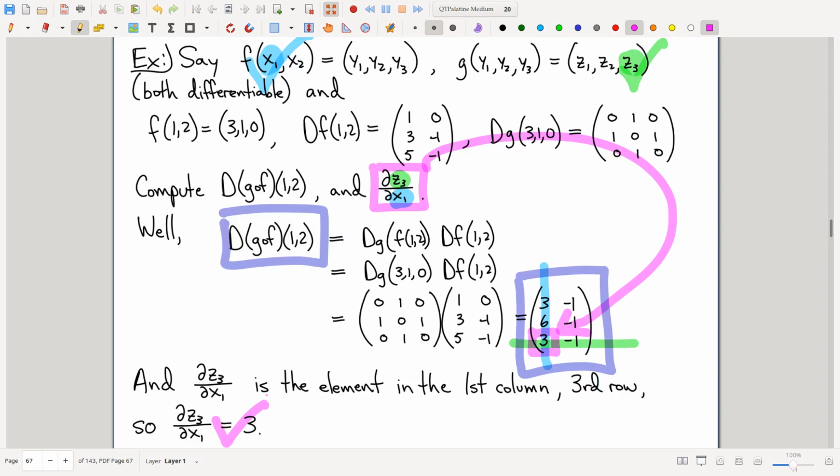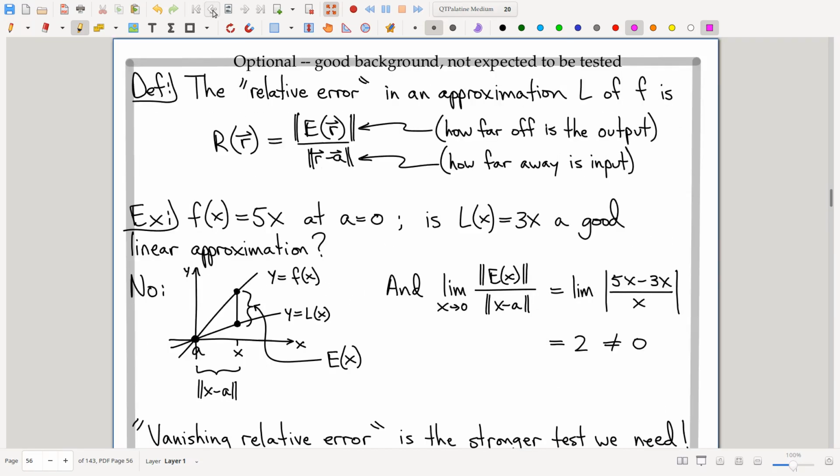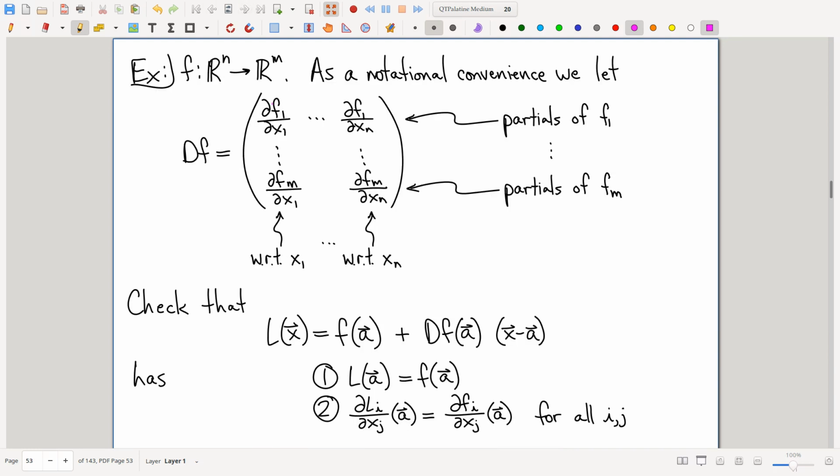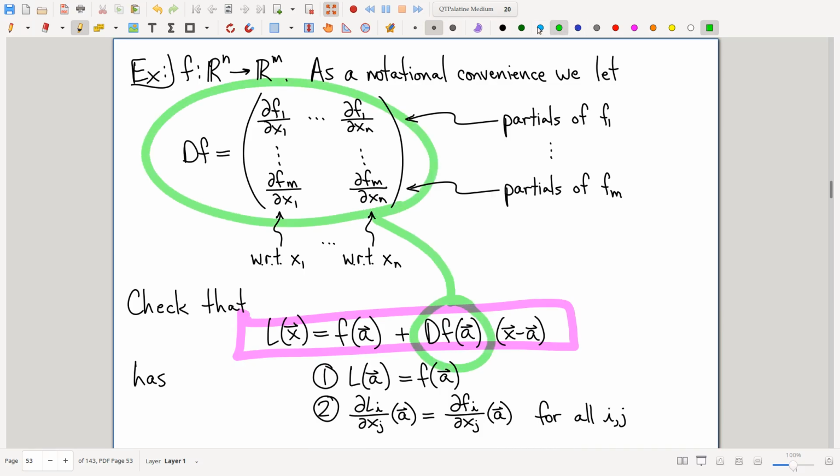Everybody good? Yeah. Why is that output variables correspond to rows? Oh, that just goes way back to the formula for linear approximations, way back here. The formula for a multivariable linear approximation, this being our motivation for how to write down the derivative matrix, this is what it has to be. Columns have to correspond to input variables to make it work. Right. Okay.